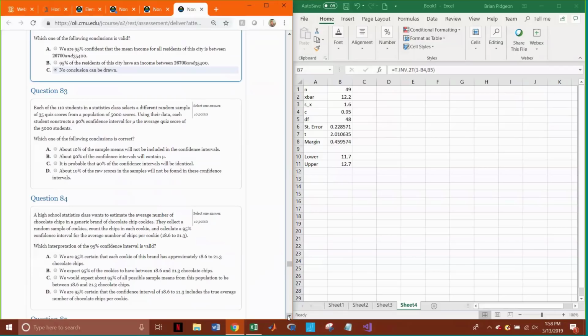Each of the 110 students in a stat class select a different random sample of 35 quiz scores from a population of 5,000. Using their data, each student constructs a 90% confidence interval for the average quiz score. Which of the following is true? Well, because we're doing a 90% confidence interval, what we're saying is out of the many, many confidence intervals that we calculate, about 90% of the intervals will contain the true value.